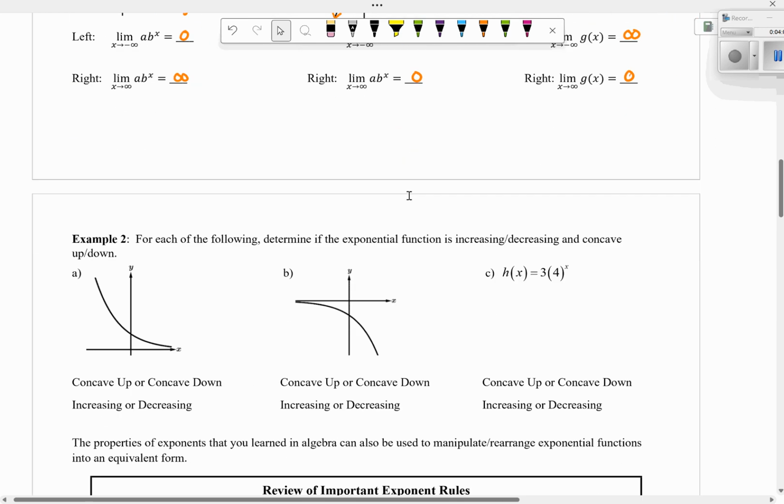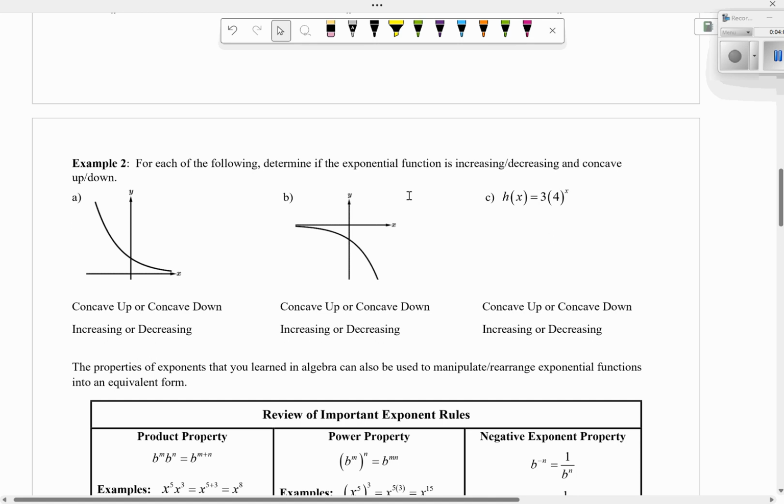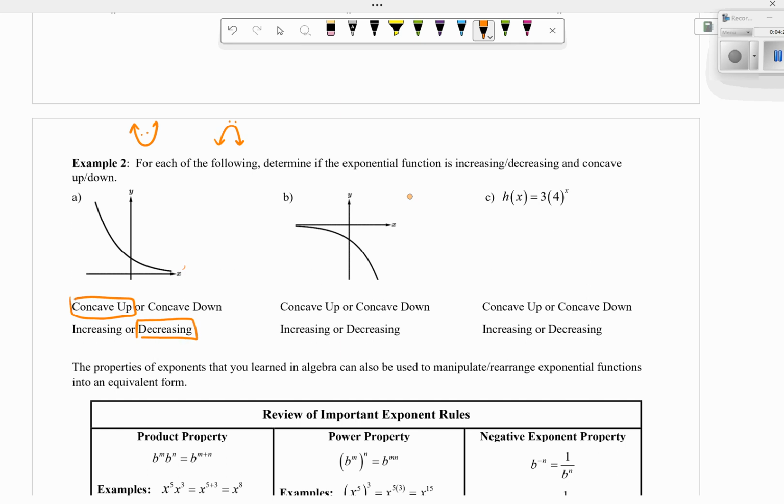So now we're going to look at also increasing, decreasing, and concavity. Remember, when the curve bends upwards, this is concave up. When the curve bends downwards, this is concave down. So here we can see the curve is bending upward, so this is concave up. And we can see from left to right on our graph, what are our y values doing? They are decreasing. Over here, this is concave down because the curve's bending downwards. And we can see from left to right what our values on our graph are doing. They are decreasing, so concave down and decreasing.